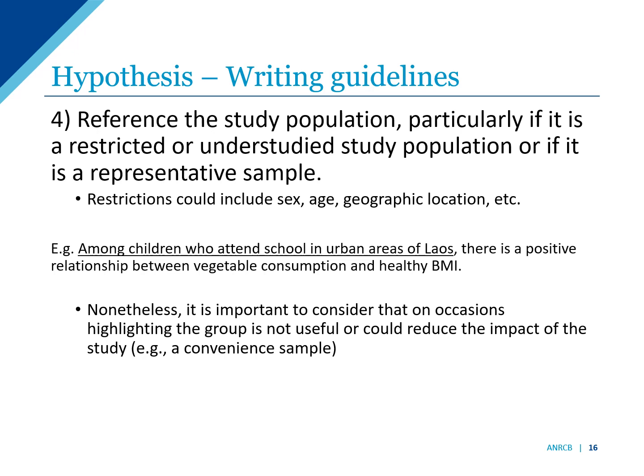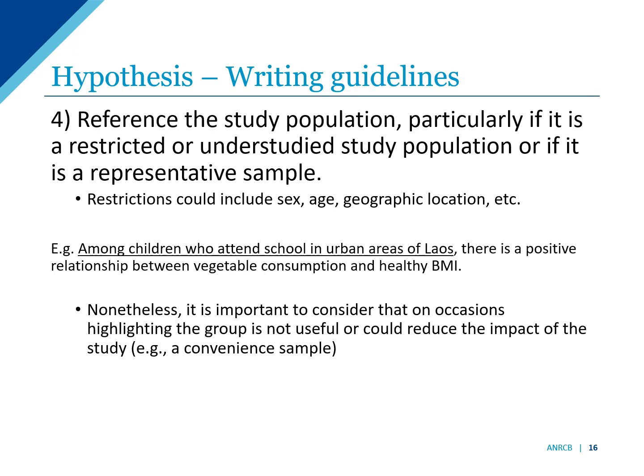Reference the study population, particularly if it is a restricted or understudied study population, or if it's a representative sample. So your restrictions could include sex or gender, age, geographic location, diagnoses of certain chronic diseases. You may only want children of a certain age and gender in your particular study, and that's fine. You just have to define and make clear who that is. The example here is among children who attend school in urban areas of Laos.